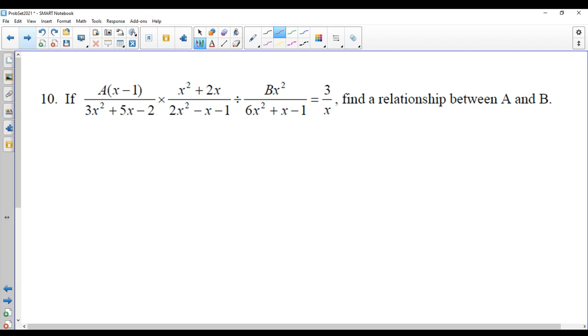Find the relationship between A and B. Actually, maybe I should do this one or the other one first? Which one? You want to do this one first? Okay. All right. We only have about 10 minutes. All right.